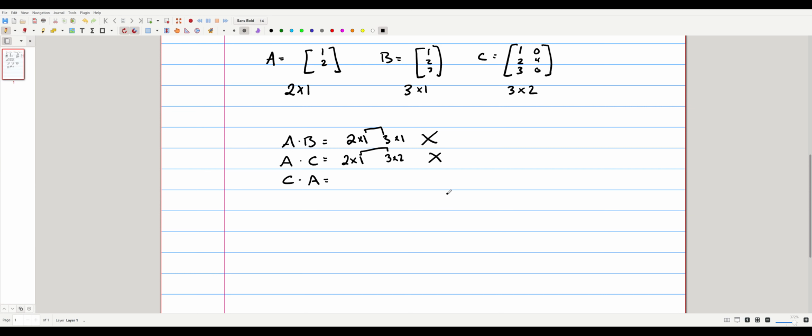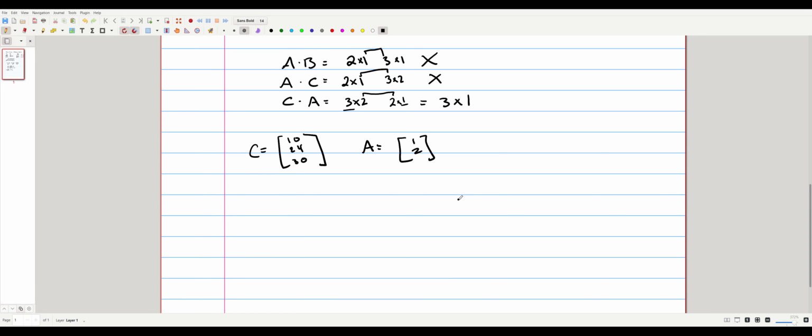Let's check C times A. The matrix C is a 3 by 2. The matrix A is a 2 by 1. And so now we have these inner numbers match. And so the resulting matrix is actually going to be a 3 by 1. So 3 rows and 1 column. So let's go ahead and do that product together so we get a sense of what it looks like. So the matrix C is 1, 0, 2, 4, 3, 0. And the matrix A is 1, 2.